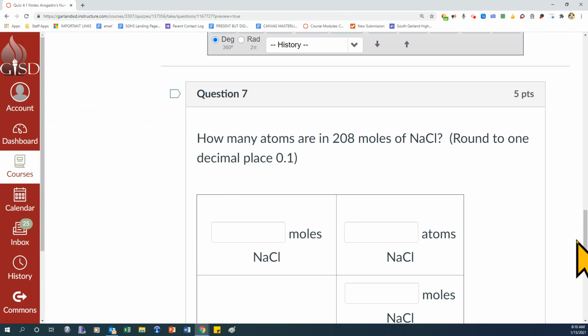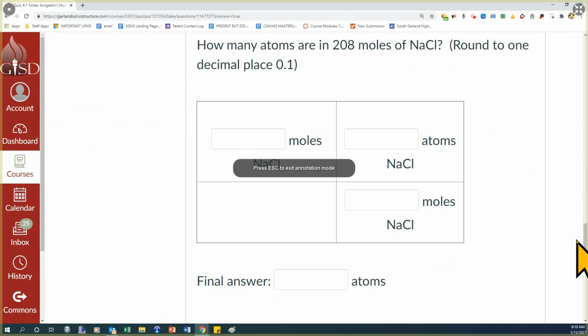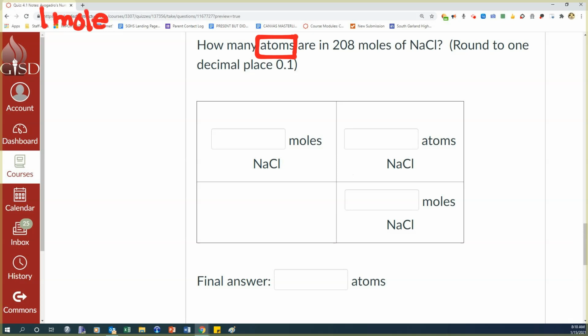All right. Well, no, not yet. This is another example of the same problem before. If you look closely, how many atoms? Again, if you see the word atoms, the word tells you that you need 1 mole is equal to 6.022 times 10 to the 23rd power. So look, of NaCl. This is 1 mole NaCl, and this is atoms NaCl.